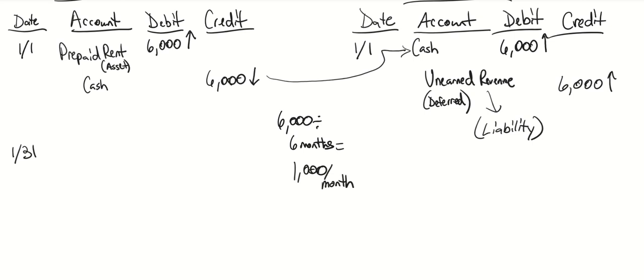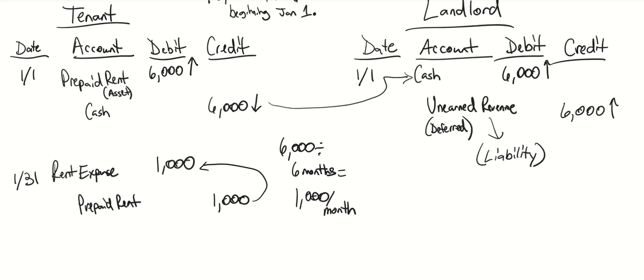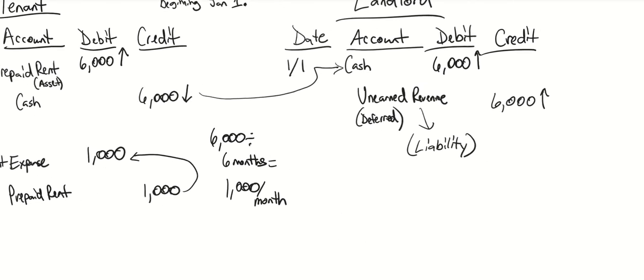So first, over here on the tenant side, we're going to debit. No, let me start off with the credit. We're going to credit prepaid rent. We're going to credit this account for $1,000, and we're going to move this balance into an expense account called rent expense for $1,000. So we just moved a month's worth of the balance from the prepaid rent asset account into the actual expense account.